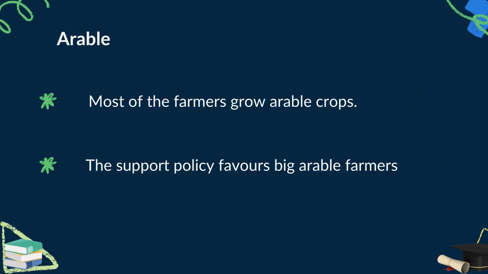Here are some ways you can use the word in a sentence. 1. Most of the farmers grow arable crops. 2. The support policy favors big arable farmers.